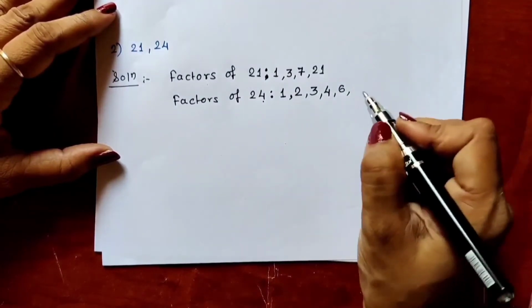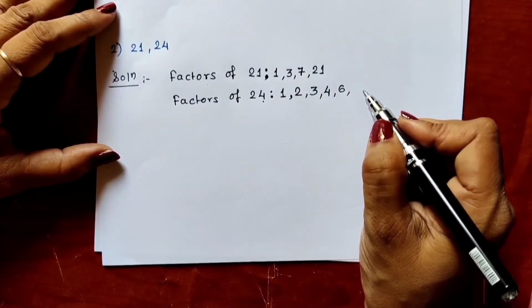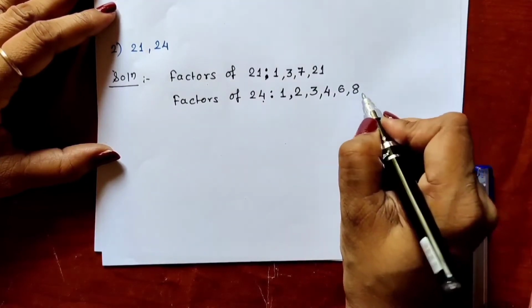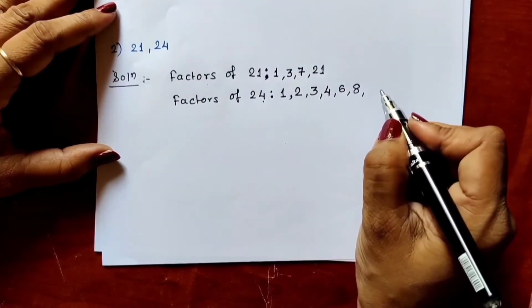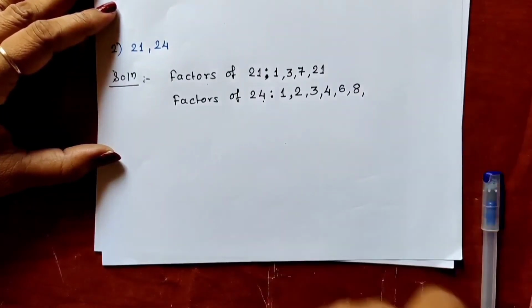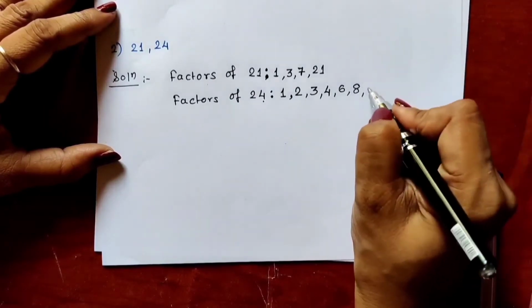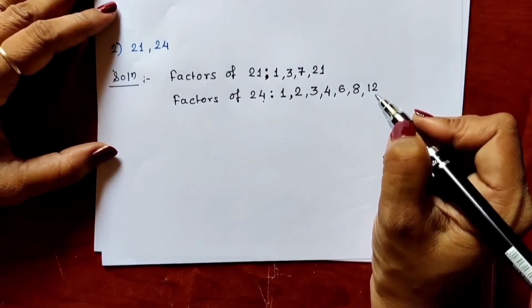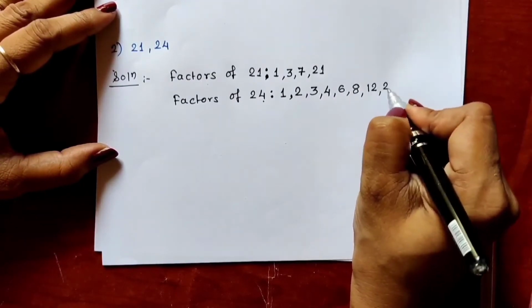Is it divisible by 7? No. Is it divisible by 8? 8 3s are 24. Is it divisible by 9? No. Is it divisible by 10? No. Is it divisible by 11? No. Check. You have to say the tables. Then it is divisible by 12. 12 1s are 12. 12 2s are 24. Then directly it is divisible by 24.